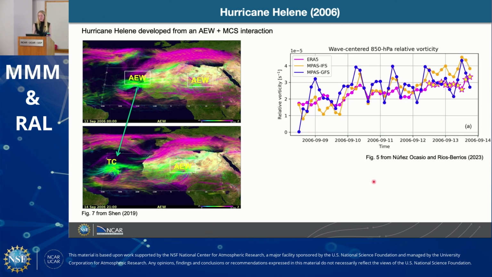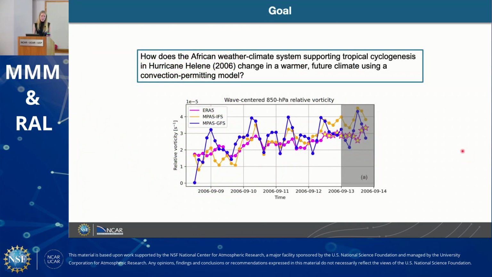There's been prior research from Nunez-Ocasio and Rios-Barrios looking at this pre-Helene environment as it developed from an African easterly wave. This took place in early September, and then once it reached September 13th, it became a tropical cyclone. So the focus of this research is understanding how the African weather climate system that supported tropical cyclone genesis in Hurricane Helene changes in a warmer and moister climate using convection-permitting models, so we can fully capture those moisture feedbacks between the varying different scales over Africa.